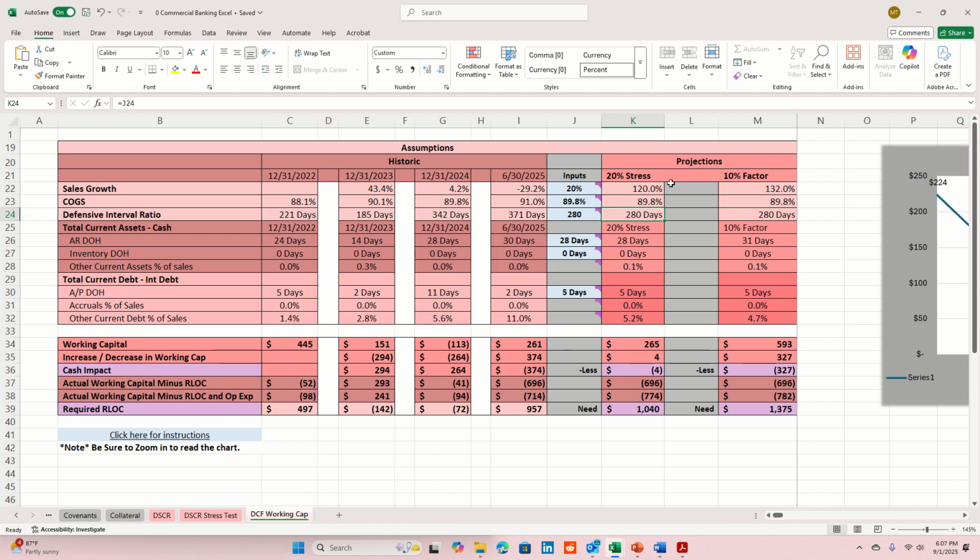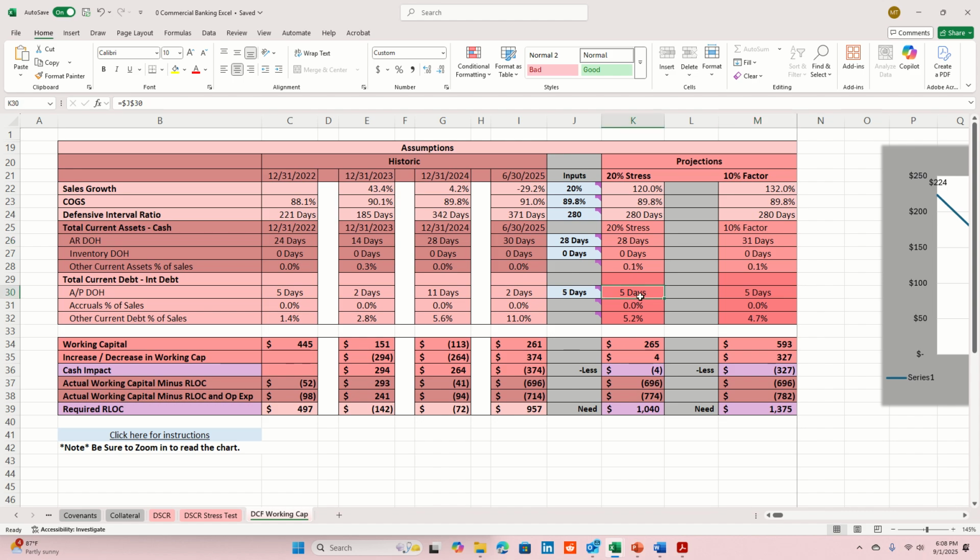280 days. We're assuming that we only have 280 days of cushion. We can only run our operations for 280 days before we run out of current assets. We don't have any cushion past 280 days. Now, we have 28 days until our customers pay us. They take 28 days. They don't take 14 days. They're not paying us in 24 days. They're paying us back in 28 days. And then here, we're assuming that they're paying us back in 31 days.